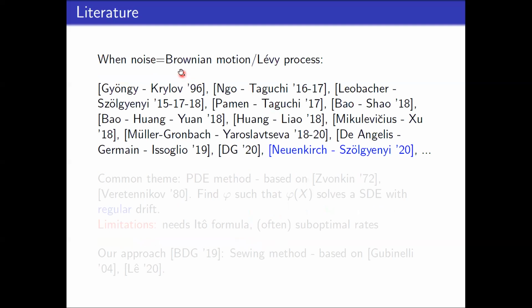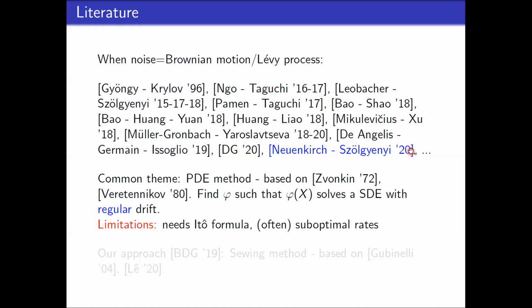When the noise is a standard Brownian motion or some alpha-stable Lévy process, this has been looked at. Here's a list of references which is definitely incomplete, so sorry about that. And also sorry about not giving too much detail about this due to time constraints. One comment that I want to make is that this work will also have a talk in this session, so if you're interested, you can check that out.